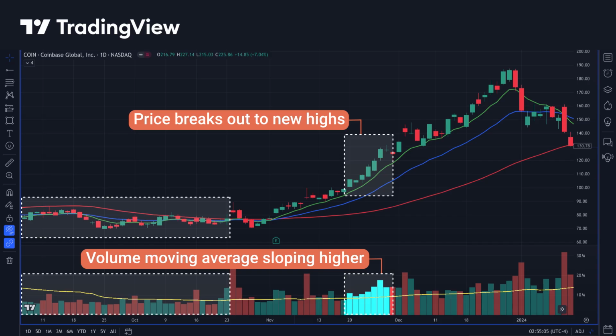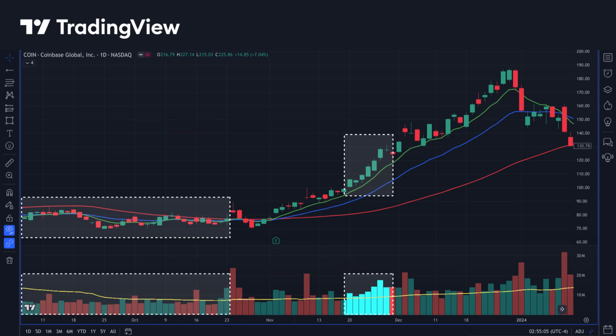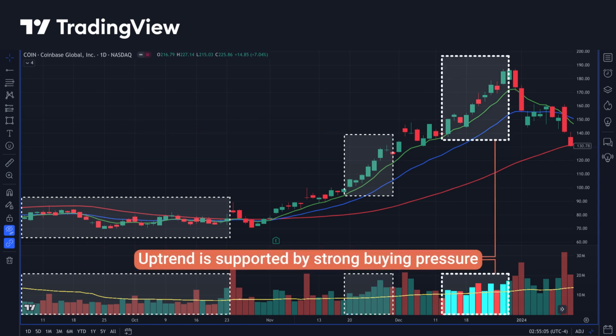Notice how the 50-day volume moving average also began gently sloping higher, indicating a pattern of increasing volume. The alignment between the bullish price action and the volume moving average is a positive sign as it indicates the uptrend is supported by strong buying pressure. This could potentially influence your decision to buy or hold a long position.